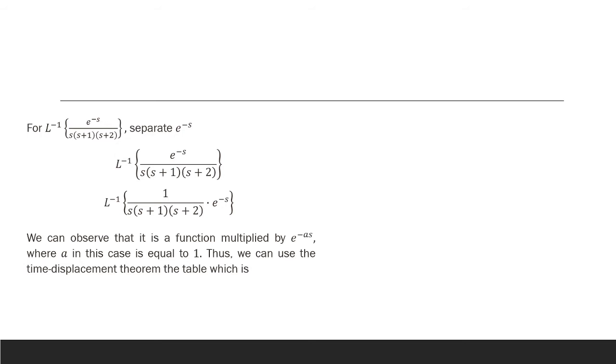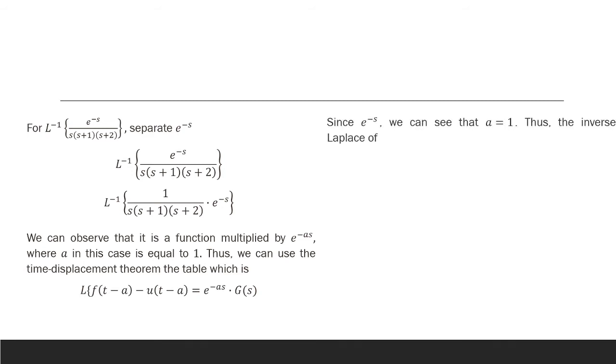So, if we will look at this, this is an equation that is multiplied to e raised to negative as, where ang a natin in this case is 1. So, we can use the time displacement theorem from our table, which is ito siya. So, that is Laplace of f of t minus a times u of t minus a is equal to e raised to negative as times g of s. So, yun lang yung gagamitin natin.